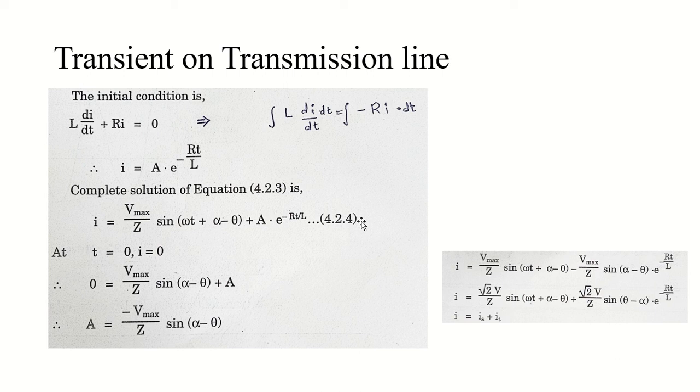The equation of I, and when we do that, we find this. This first term will remain as it is, but in this term, instead of a, we will put this one: minus v max by z sine alpha minus theta. So we will have minus v max by z sine alpha minus theta e raised to minus rt by l. And then instead of v max we can write root 2v if you want to.